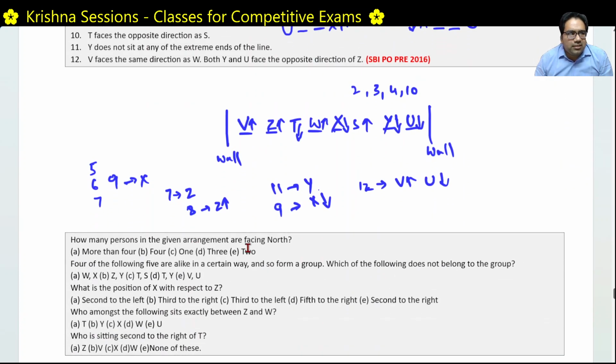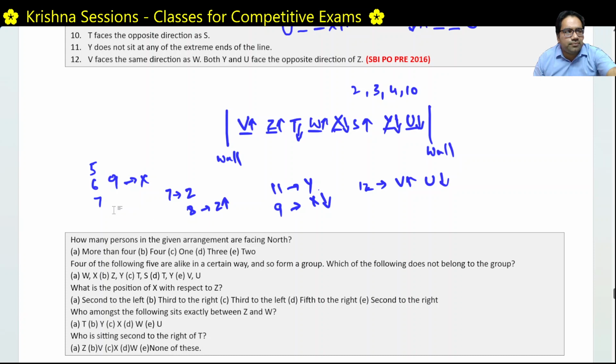How many persons in the given arrangement are facing north? How many? 1, 2, 3, 4. Right. Four of the following five are alike in a certain way, so form a group. What are those? W and X, they are facing opposite. Z and Y, they are also facing opposite. T and S, they are also facing opposite. V and U, they are also facing opposite.